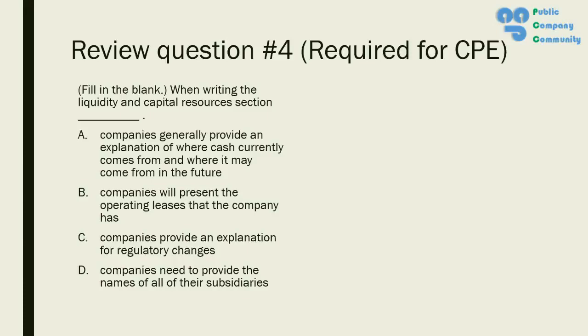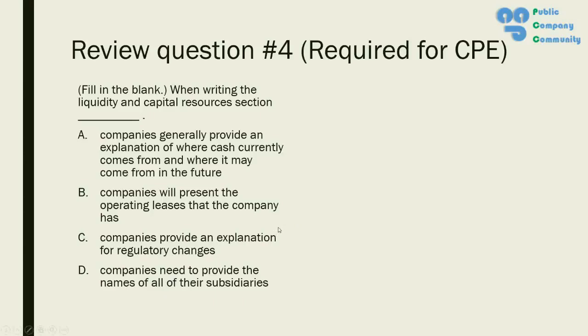All right, so let's do our final review question. This is a fill in the blank. So when writing the liquidity and capital resources section, it's either A, companies generally provide an explanation of where cash currently comes from and where it may come from in the future, or it's B, companies will present the operating leases that the company has, or it's C, companies provide an explanation for regulatory changes, or it's D, companies need to provide the name of all of their subsidiaries. So this is liquidity capital resources.